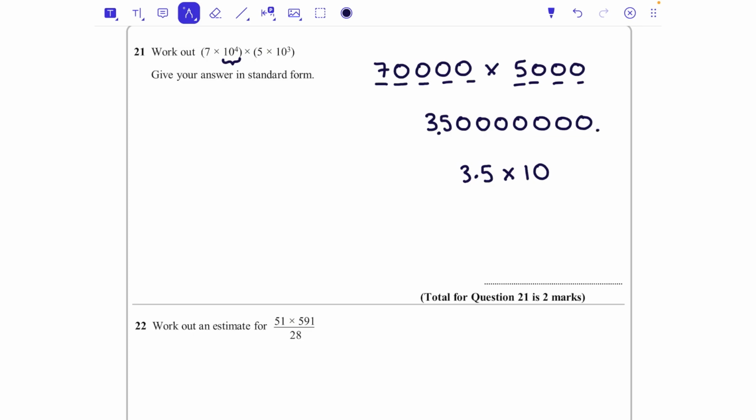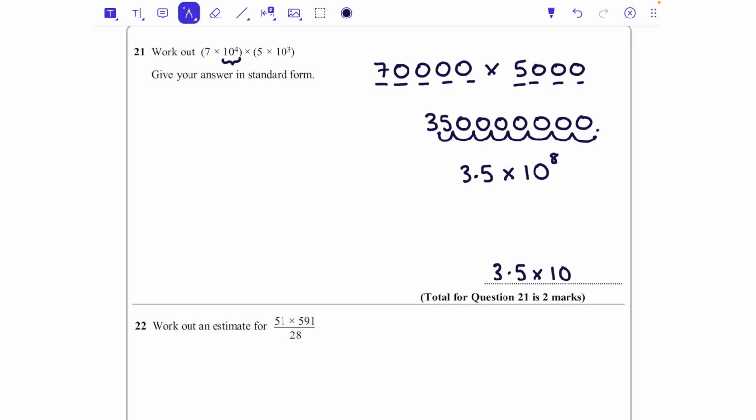It's actually here. Now, it's not the decimal point that's moving, it's the numbers, but it's far easier to count the decimal point bouncing than it is to count all of those numbers moving. So 1, 2, 3, 4, 5, 6, 7, 8. 3.5 times 10 to the power of 8, and that is your answer.